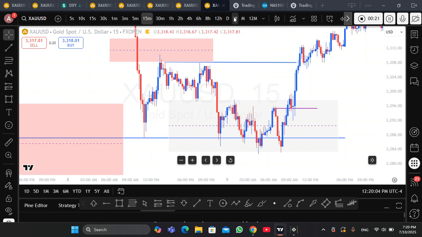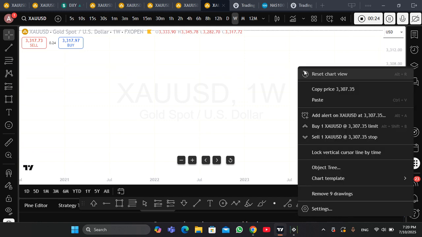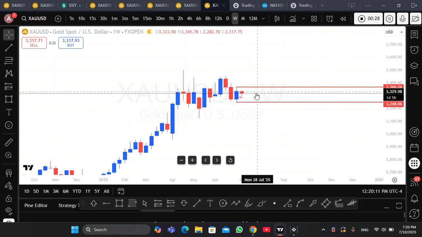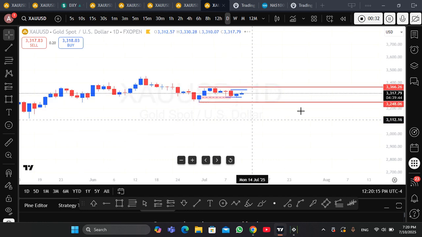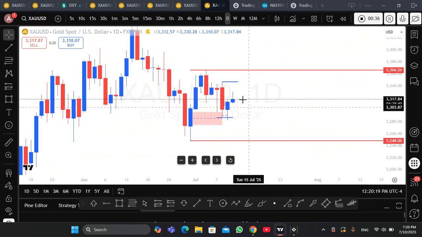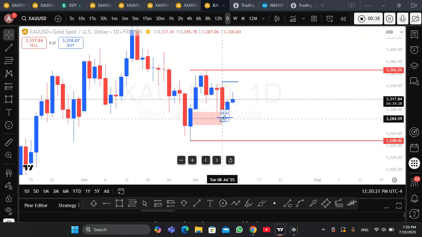As you remember, the areas of support and resistance: this is the high of the week, this is the low of the week, this is the high of the previous day, this is the low of the previous day, and the price swept the low of the previous day.